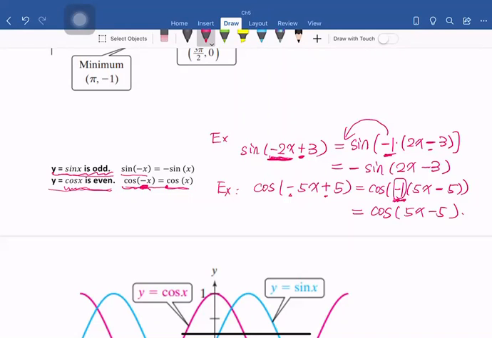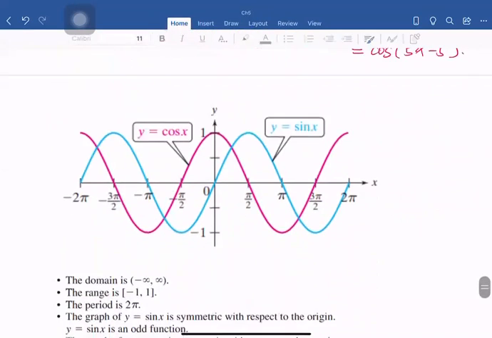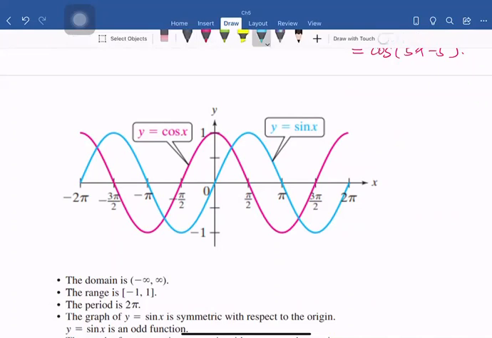Okay, let's move on to see the next part. If we plot the graph of sine x and cosine x on the same xy plane, you will see the blue one is sine x, and the pink one is cosine x.